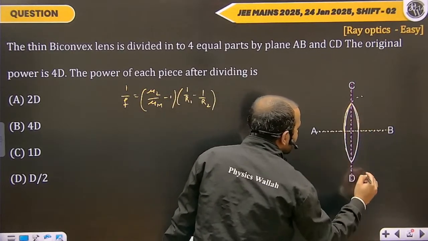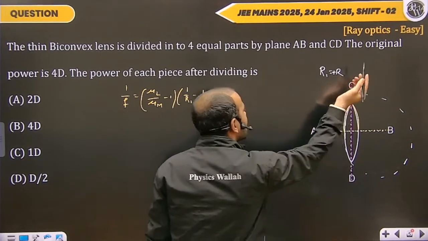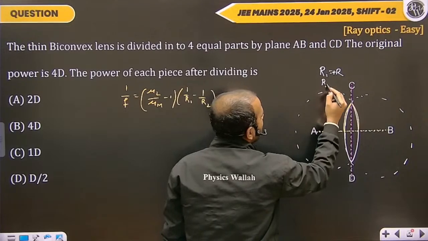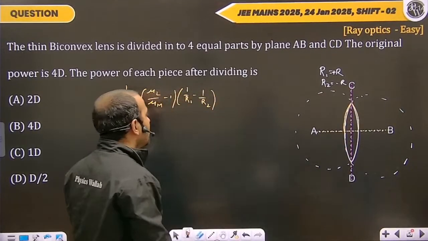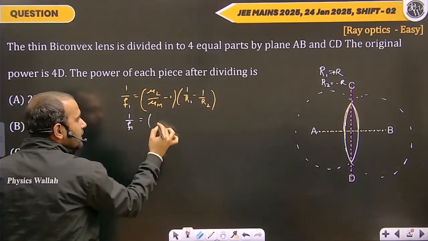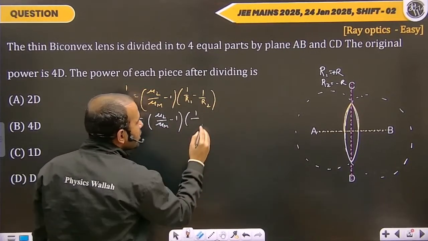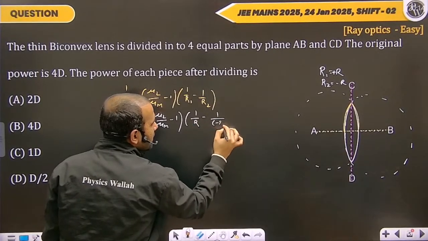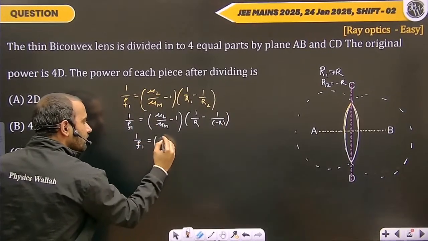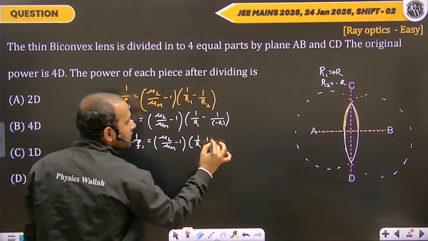So if you take this lens, the value of r1 will be positive. Let us take r1 as capital R, that is positive R. And the second curvature will become r2 as minus R, right? So initially, what will be the focal length? 1 upon f1, let us take the initial focal length as f1. This is (mu L by mu m minus 1) times (1 by r1 minus 1 by r2). The value of r1 is R, and r2 will be minus R. So ultimately, 1 upon f1 is (mu L by mu m minus 1) times (1 by R, and this minus becomes plus 1 by R).